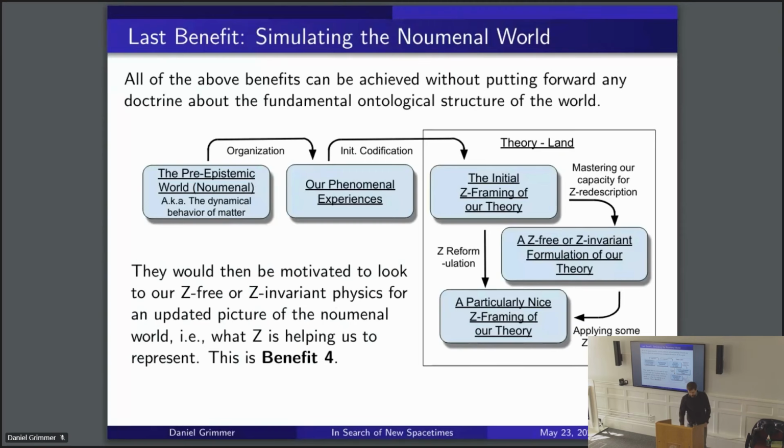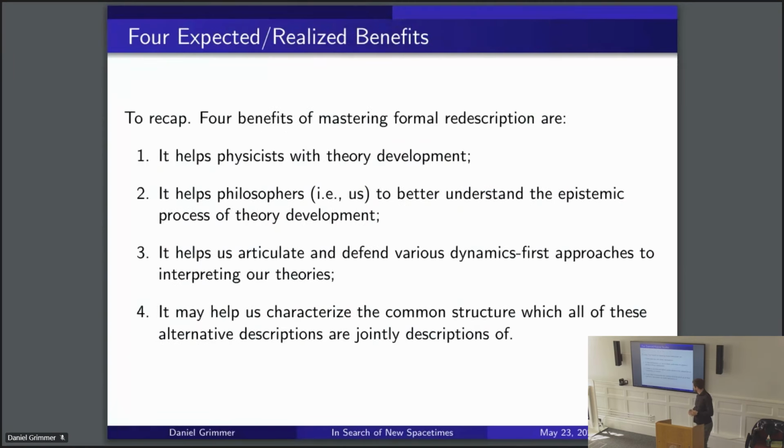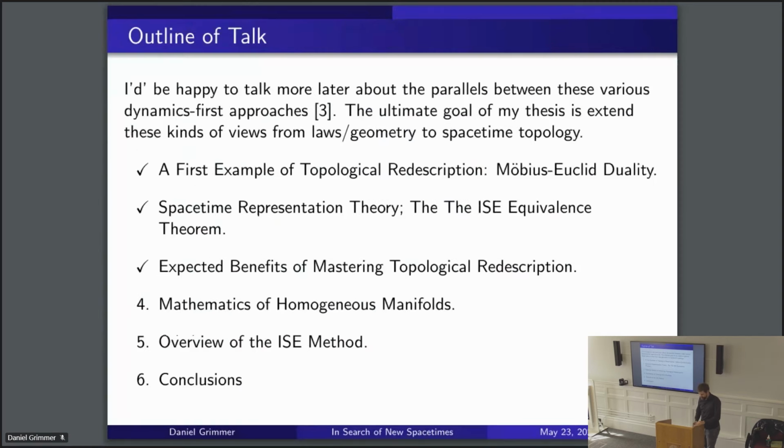Okay? So in review, we can help physicists with theory development. We can better understand the epistemic process of theory development, articulate and defend these dynamics first approaches to our theories, and maybe even characterize the common structure that all of these alternative descriptions are descriptions of. I mean, it's very ambitious to get to the end of that list, but these are hopefully helpful techniques along the way for people who are interested in those kinds of things. Okay.